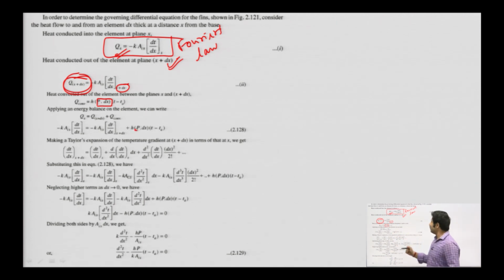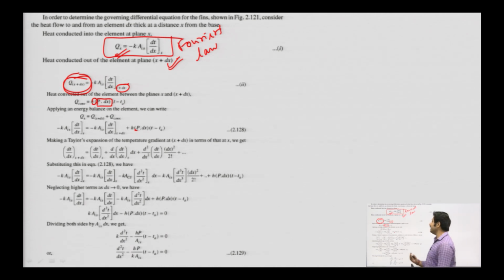So Q convection is the heat transfer coefficient into the area into T minus Ta. Now this T, I will be discussing it later on. This T is not T naught, this T is T, and what is this? I will come to it later on.